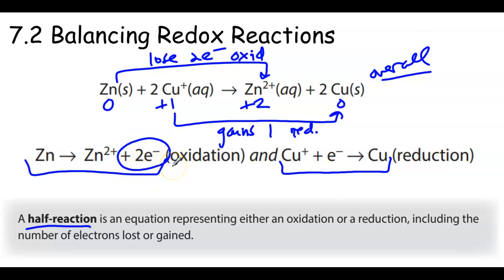It's very similar to, if you remember when we were writing out enthalpy equations, so if it was an exothermic reaction and energy is lost, it was written on the product side. So same thing, if an electron is gained, we would have that on the reactant side. And of course, we would have to say how many. So because zinc went from 0 to 2, we know that it lost 2. Copper went from +1 to 0, which means that we gained 1.